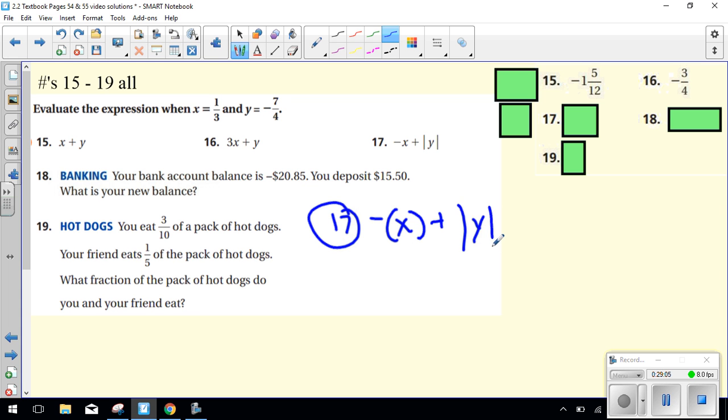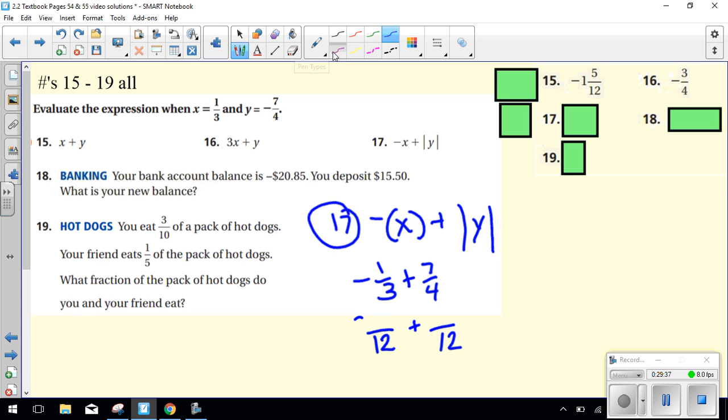What a great question. So the opposite, what's the opposite of positive 1/3? So negative 1/3 plus, what is the absolute value of negative 7 over 4? And we get 7 over 4 positive. Okay, so hopefully at this point we've done an example or two. We know that the common denominator is 12.